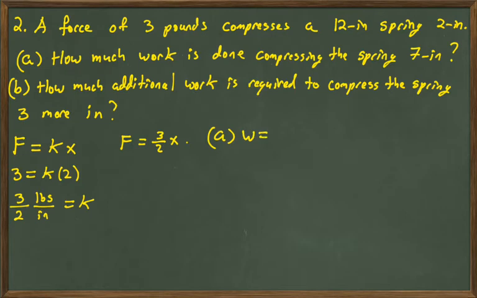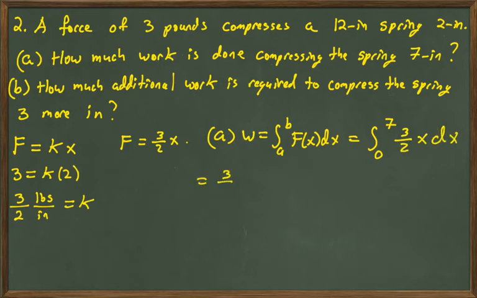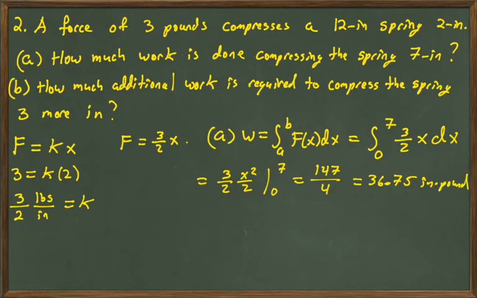So if we want to find the work, it's going to be the integral from a to b of force times distance. So it's going to be the integral from 0 to 7, because we're compressing it from its natural position 7 inches, of 3 halves x dx. When we integrate that, it's going to be 3 over 2 times x squared over 2 from 0 to 7. That is going to give us 147 over 4, which is about 36.75, and that is going to be in inch-pounds. So inch-pounds is going to be the units.